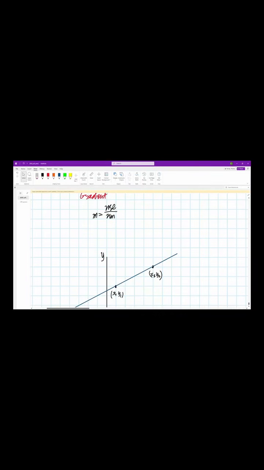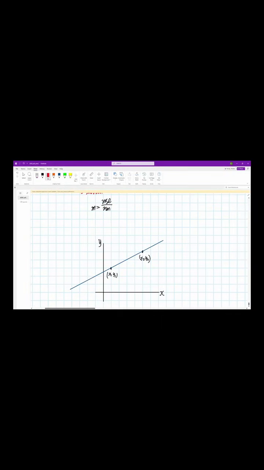So what you've probably heard is that the gradient m is equal to rise over run, right? Now, what does that mean? Well, the rise and the run. Let's have a look at this beautiful diagram that I've drawn just here. Talking about the rise for a second, what does the rise mean? It means how much the line goes up in between these 2 points.